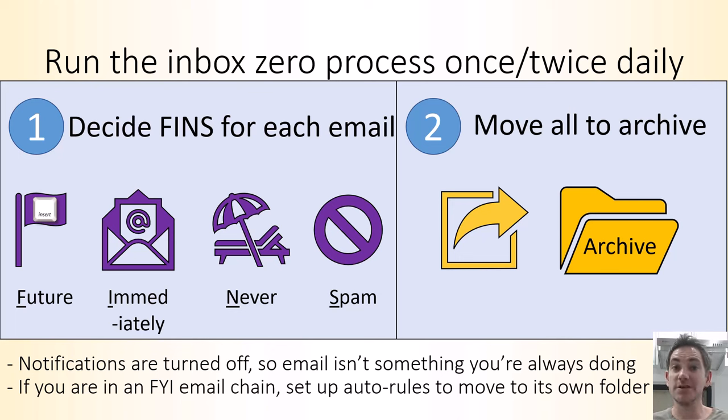Essentially, you decide FINS for every single email. You go through one by one, and then you select all, and you move it to this archive folder. Works in the classic version of Outlook, works in Outlook Online, and works in Gmail. They always use this thing called archive.